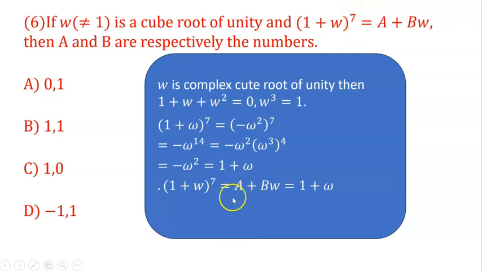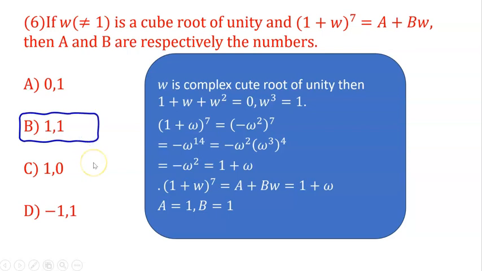If we compare it with the expression a plus b omega, therefore the value of a is 1, and the value of b means what? The coefficient of omega. The coefficient of omega here is 1, and hence the values of a and b are 1 and 1, and hence option B is correct here.